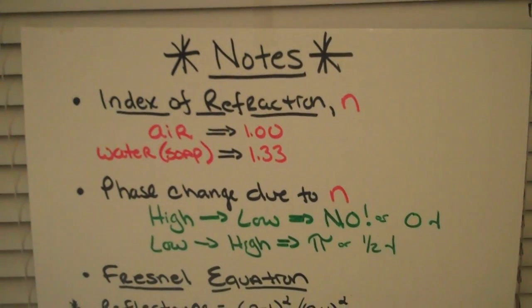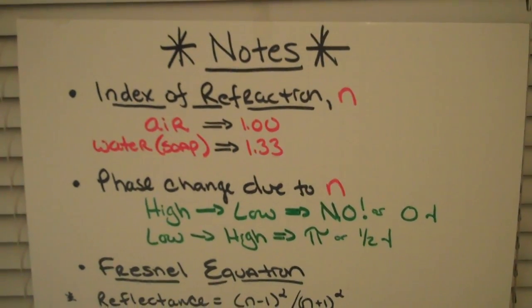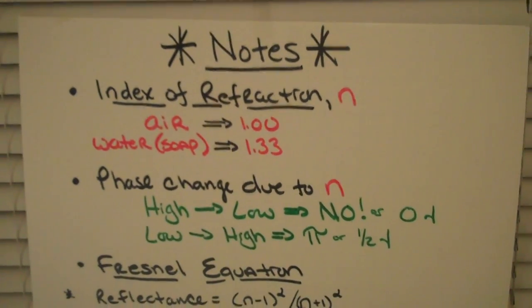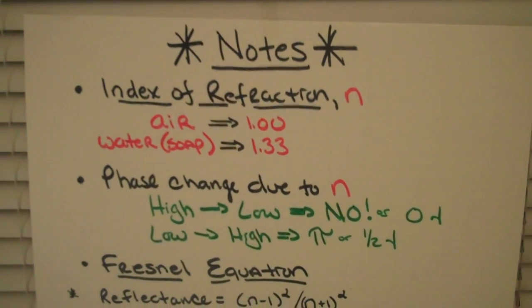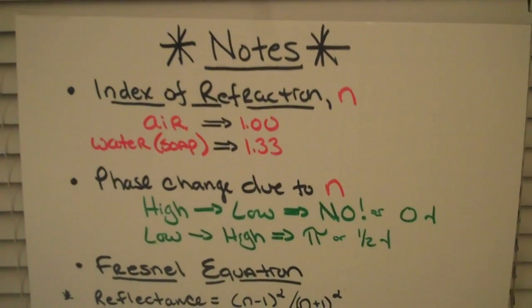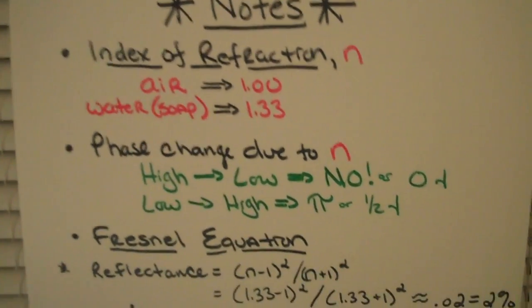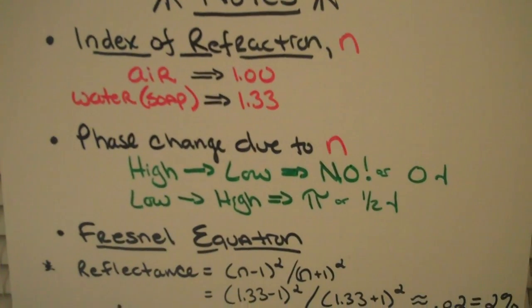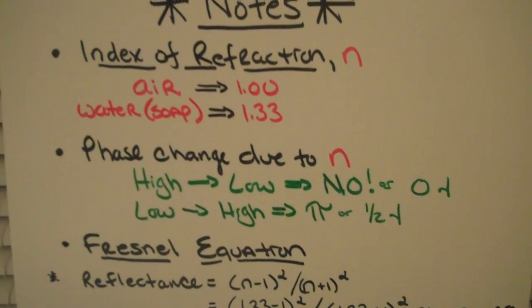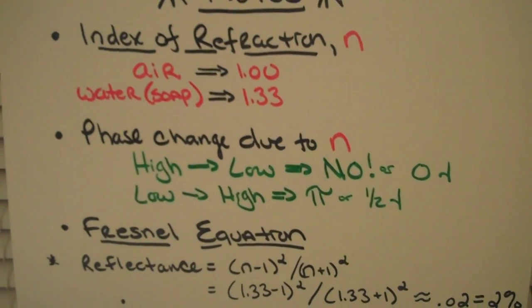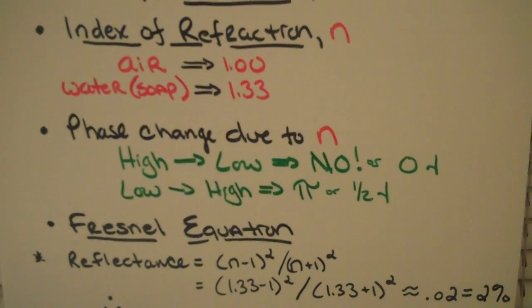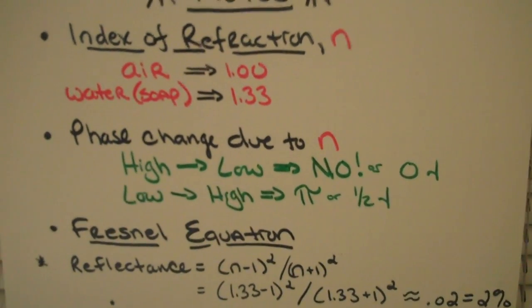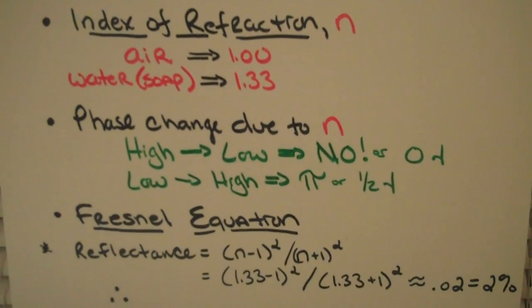Okay, so here is the physics behind what we observed. Air has an index of refraction of 1.00. Water, in this case our soap solution, is approximately 1.33. Now a phase change due to the index of refraction goes by this rule of thumb. High to low, no change. Low to high, pi, or in other words, a half wavelength.